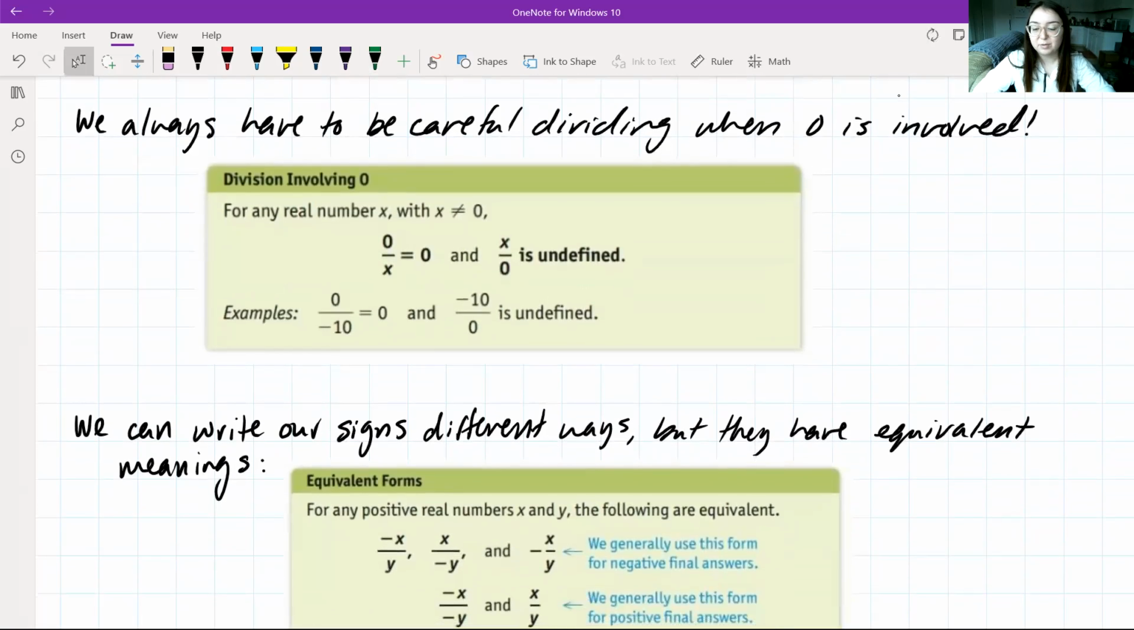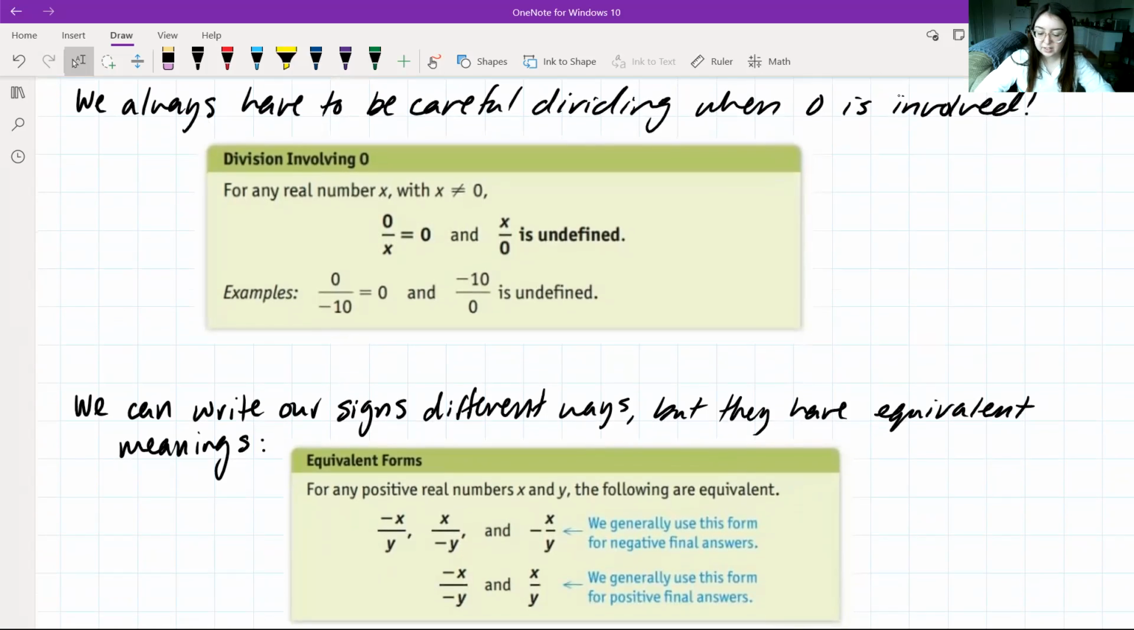We always have to be careful dividing when 0 is involved. So, division involving 0: for any real number x with x not equal to 0, 0 divided by x is 0, but x divided by 0 is undefined. So if 0 is in our numerator, our answer is just 0, but if 0 is in our denominator, it's undefined. So there is no answer. For example, 0 divided by negative 10 is 0, but negative 10 divided by 0 is undefined.